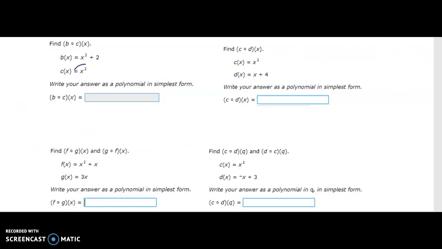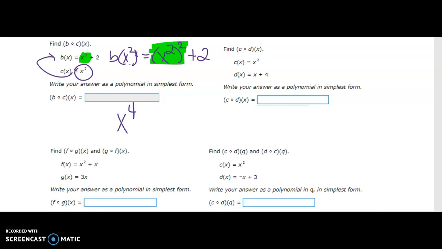Okay, this one's kind of neat. We're going to put the x squared into every x over here. So b of x squared equals x squared plus 2. Watch. This x squared is this x squared. What's going to go inside there? X squared. So x squared squared is x to the 4th plus 2. That's a 2.